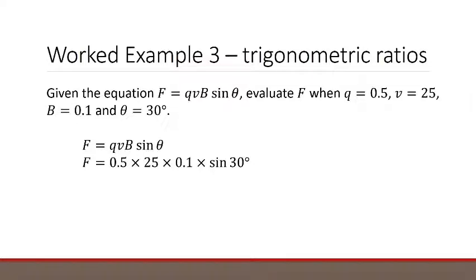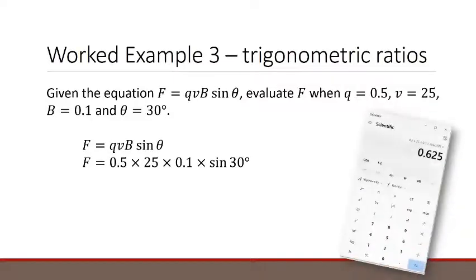But when we come to sine 30 degrees, we have to use a calculator to find the answer. And make sure that the calculator is set to degrees. If it's degrees in the question, it must have degrees on the calculator, and usually most calculators have DEG as an abbreviation. If it doesn't have that, you need to find a way to set your calculator so that it calculates in degrees. Calculating that, we end up with 0.625 is the answer.